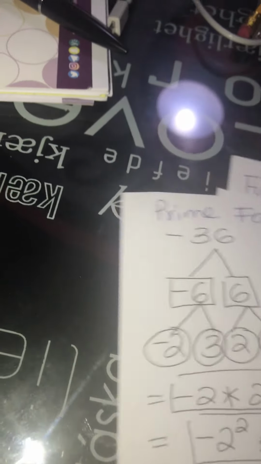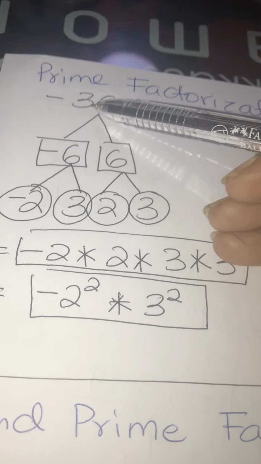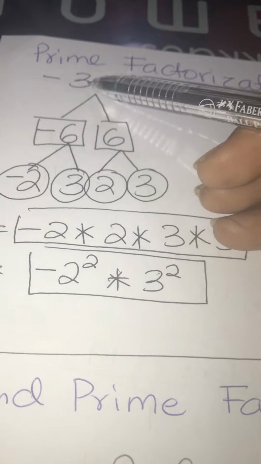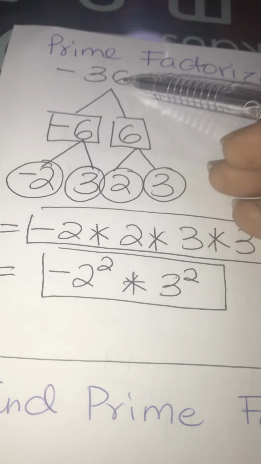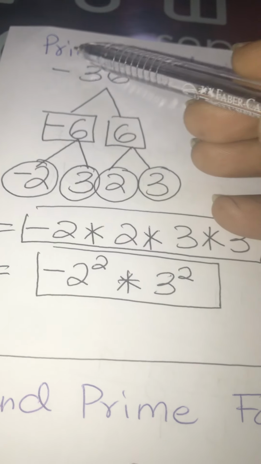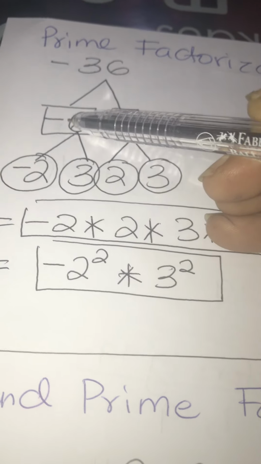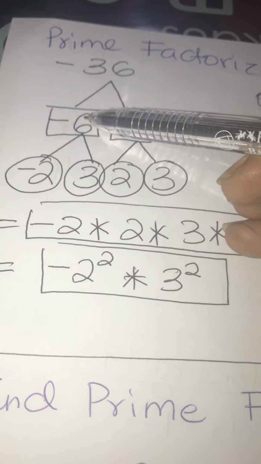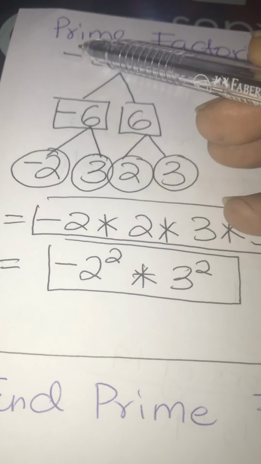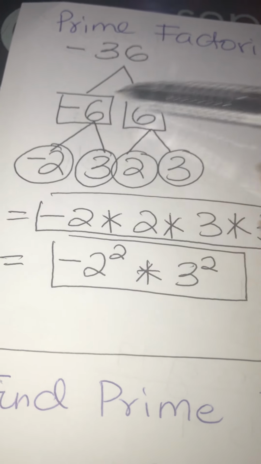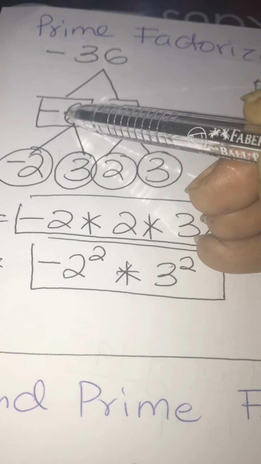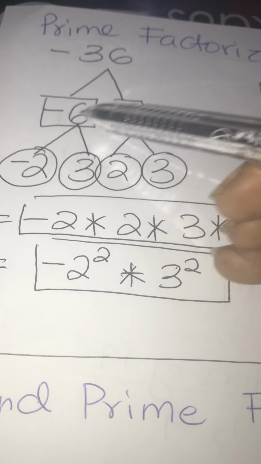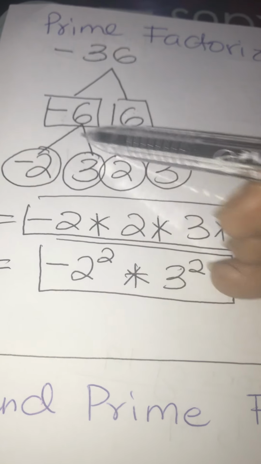Okay? Let us look at when you've been given a negative number. So you have negative 36. How do you get negative 36? Negative 6 times 6 gives you negative 36. If your question is a negative, one of these two factors must be negative. One of them, not both of them, one. So, negative 6 and 6 are not prime numbers, so you break them down.